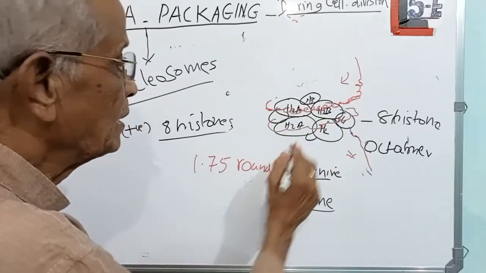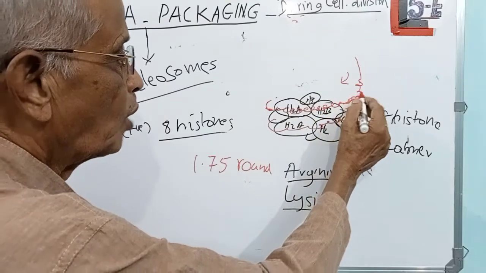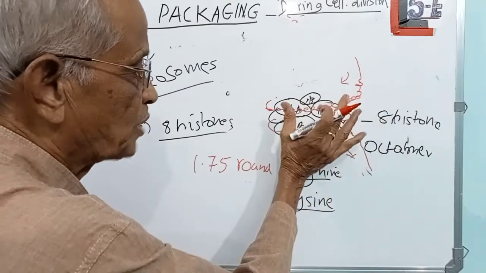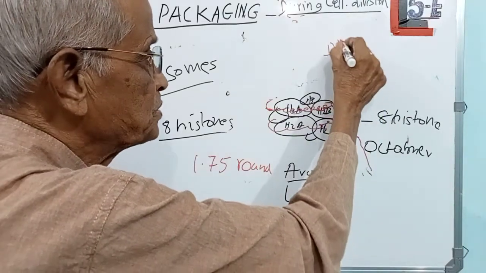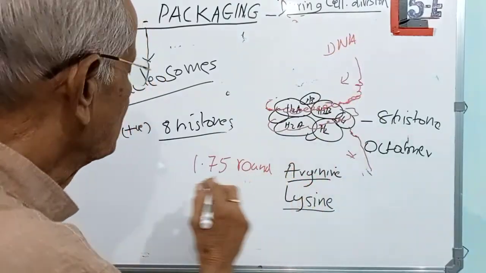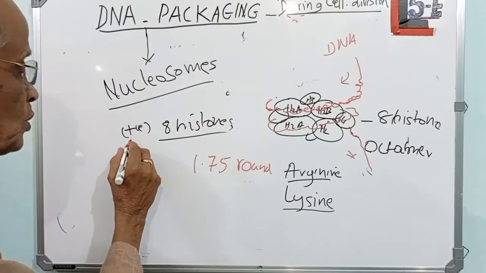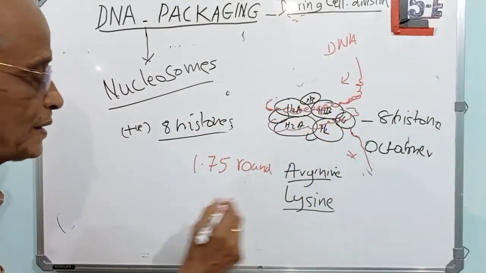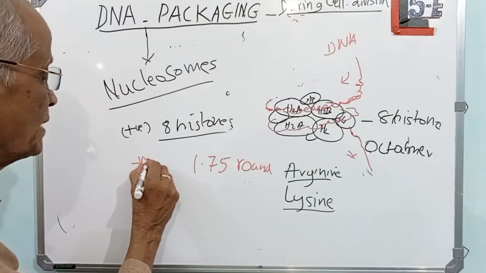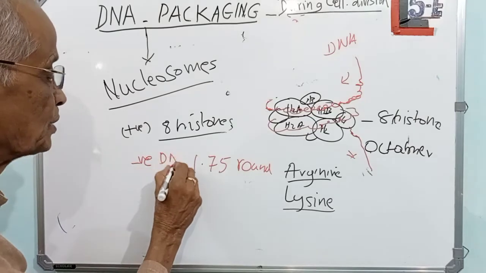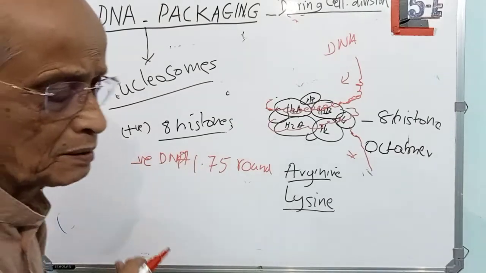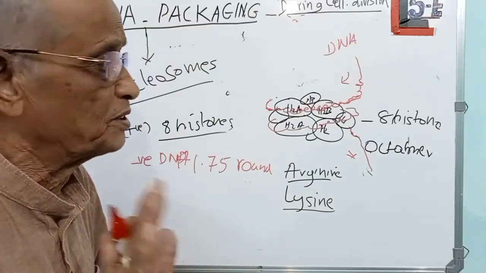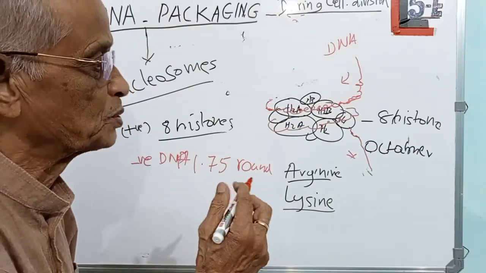That means the histones will be inside, and outside the DNA binds. Histones will be positive electrically and DNA will be negative electrically. So their binding takes place, and then in biochemistry you can study more of these things. Here it is not possible to explain that.